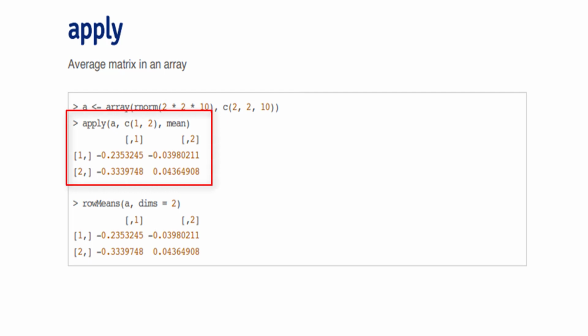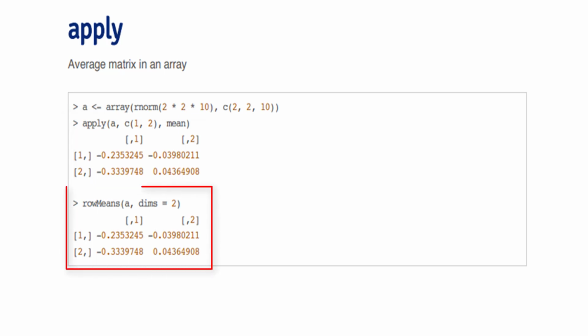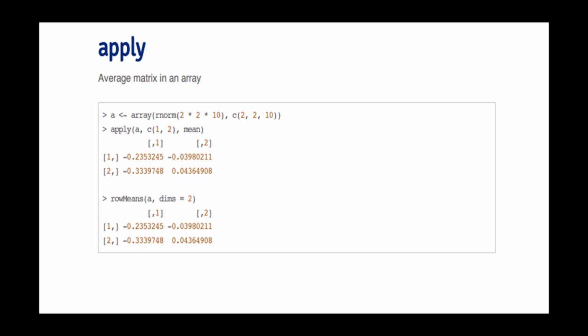I want to keep the first and the second dimension, but I want to collapse the third dimension. So here when I give the margin, I give it 1 and 2, which I want to preserve, and then 3 is not there, which means I want to collapse the third dimension. And then the function I pass it is the mean. So what this will do is it will take my array and collapse and average over the third dimension and give me the mean matrix. Another way that you can do this is to use the rowMeans function. So even though this is a matrix function, you can apply rowMeans to an array and you pass the argument dims equal to 2, and this will return the same thing.